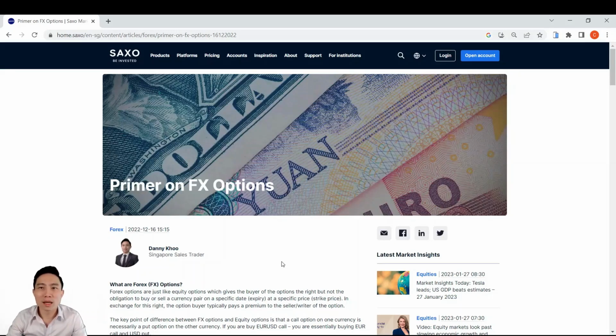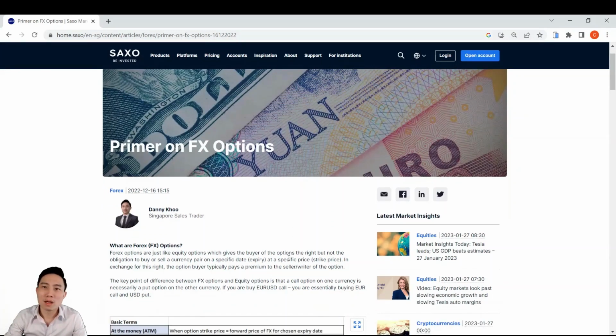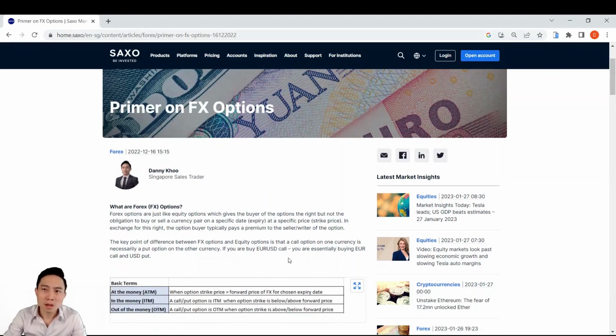So what are FX options, or FXO in short? FXO is just like equity options, which gives the buyer of the options the right but not the obligation to buy or sell a currency pair on a date in the future at a certain strike price. Key variables here are the same: call or put option, buy or sell, expiry date, and strike price.